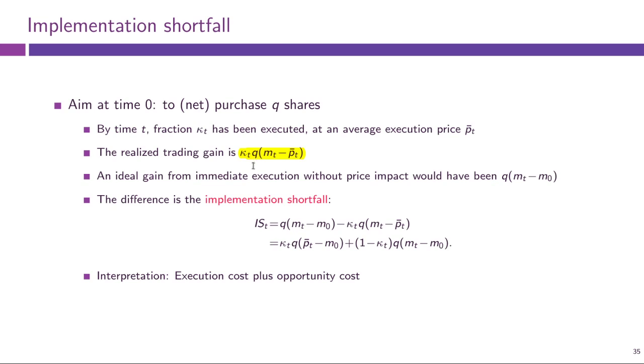Now your ideal trading gain would have been if your order was executed fully and at the mid quote that you expected to get at time zero, which was M0. So the maximal benefit that you could have accounted for is Q times MT minus M0. The implementation shortfall is basically the difference between the two. So how much you hoped to get, Q times MT minus M0, minus the realized gain. And this is given by this expression right here.